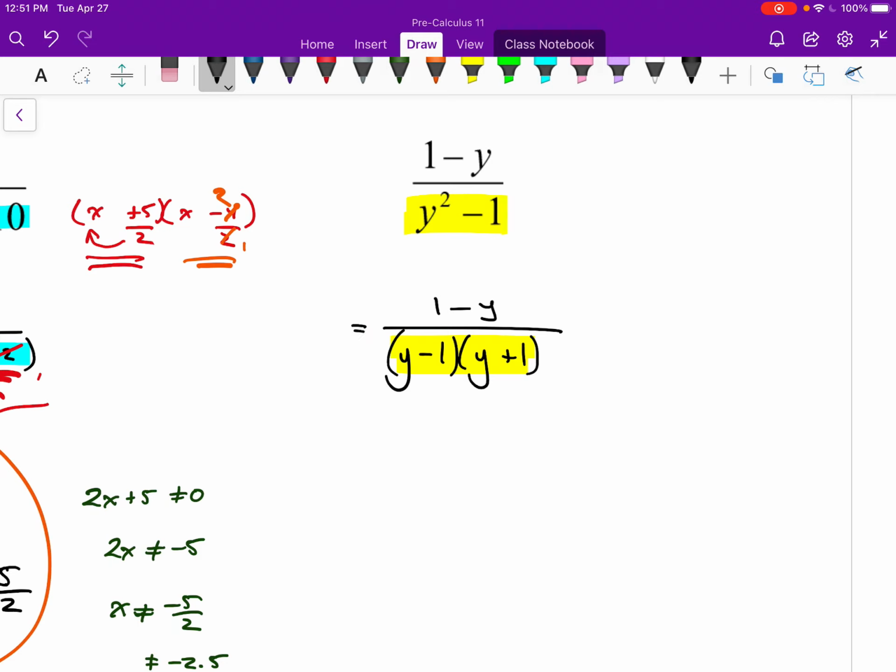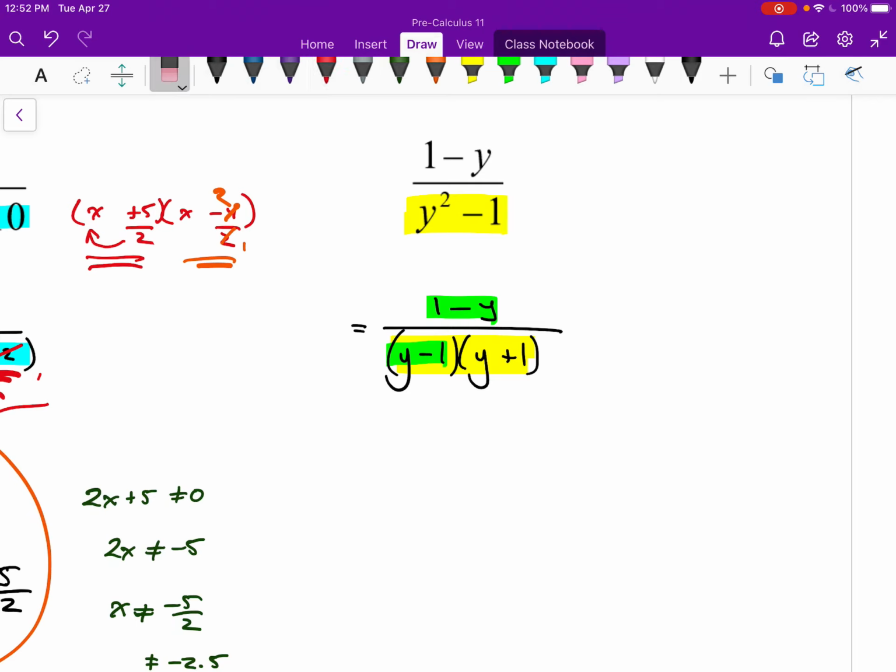Now, nothing cancels out, although I will say that 1 minus y and y minus 1 are very similar, but they're not the same thing. You know, 2 minus 3 is not the same as 3 minus 2, but they're very similar. 2 minus 3 is negative 1. 3 minus 2 is positive 1. So they are similar, but they're not the same. But there is more I can do here.